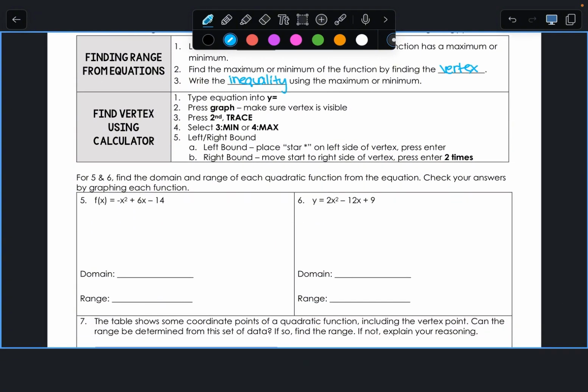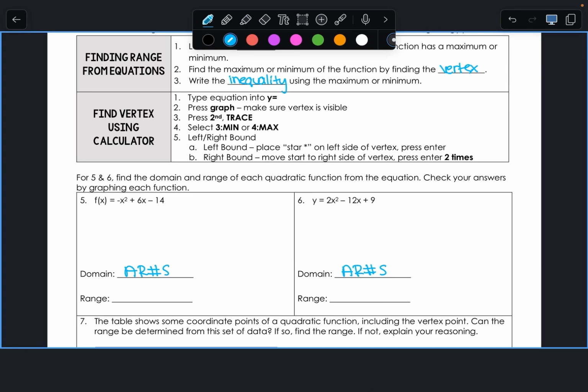Number 5, you can automatically assume that the domain is going to be all real numbers because there's no meaning behind these numbers. It doesn't talk about seconds, feet, height, or distance, nothing, okay? So the domain is all real numbers. Same thing for number 6. The domain, all real numbers.